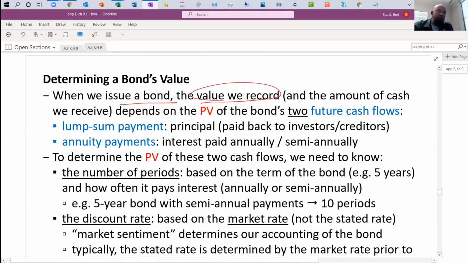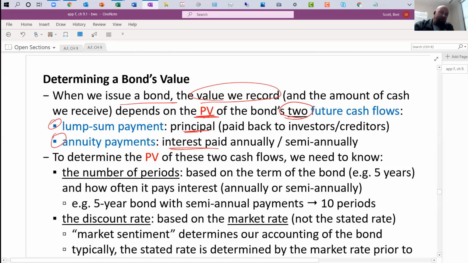When we issue a bond, meaning that we give out bond certificates and we get cash from investors, the value that we record as the bond payable depends on the present value of the bond's 2 future cash flows. There is a lump sum cash flow related to the principal, the bond's principal. That's going to get paid back to the creditors in one lump sum in the future at the maturity date. But bonds also pay out annuity streams in the form of interest, either annually or semi-annually. So the key thing about bonds is the present value of those streams is a little bit more complicated. We've got 2 different things. That's why you need to know the time value of money concepts we just walked through.